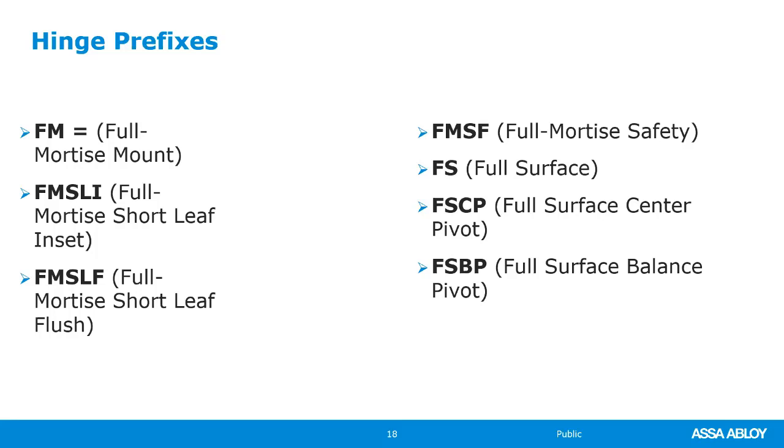We have full surface center pivot, full surface balance pivot. We'll be explaining what that is. Your full surface is generally your aftermarket solutions to openings that are doors sagging, hinges are bad, or the frame has come out of adjustment.